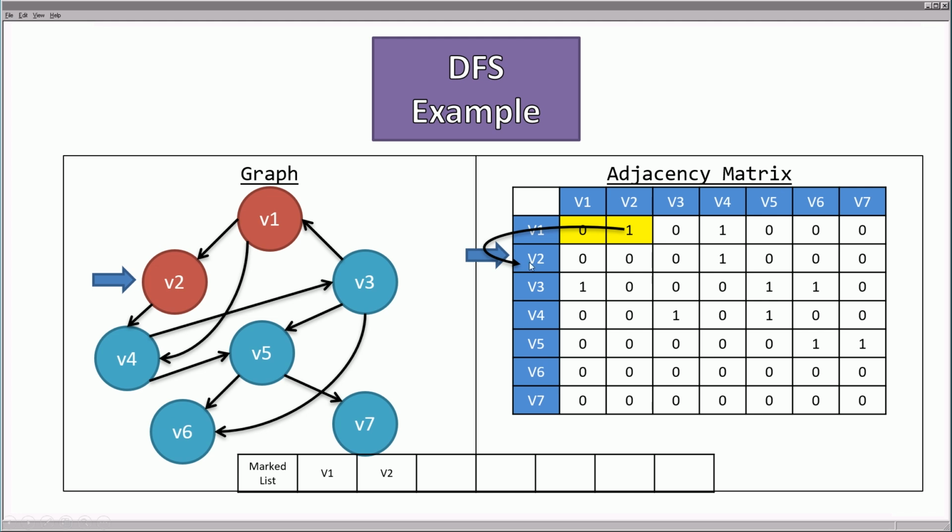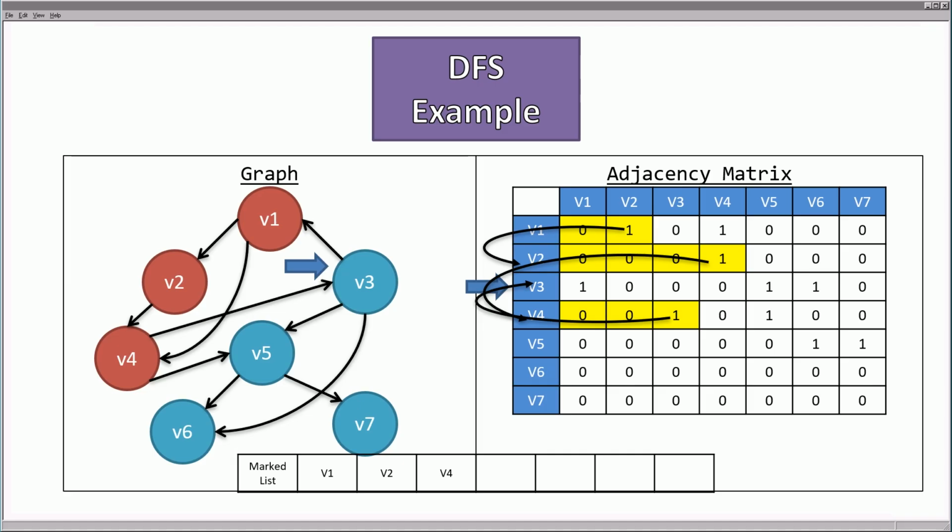As we can see, going from v2 to v1, well, there isn't an edge connecting here to here, so that's 0. From v2 to v2, there's no edge. From v2 to v3, well, there's also no edge. However, from v2 to v4, there is. So that means we need to travel there. And v4 is not part of our marked list. So then we add it to our marked list. Now we've got to find the next outgoing edge, which happens to be v3. So we travel to there.